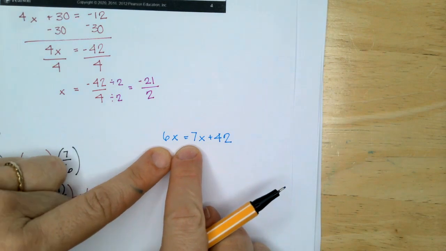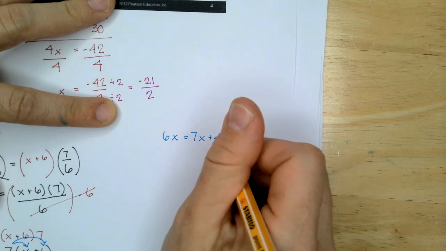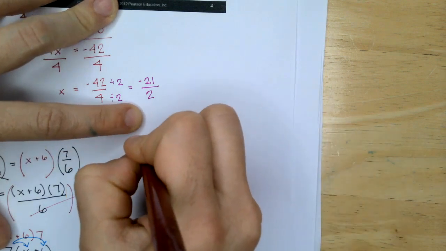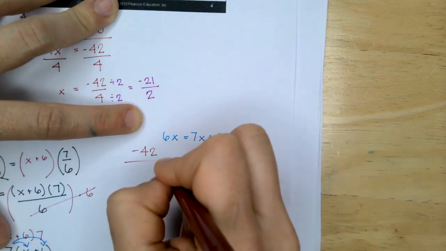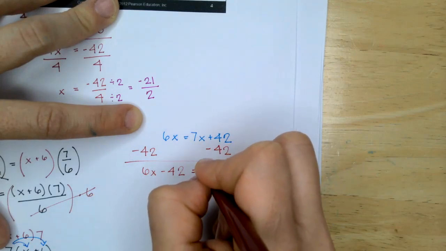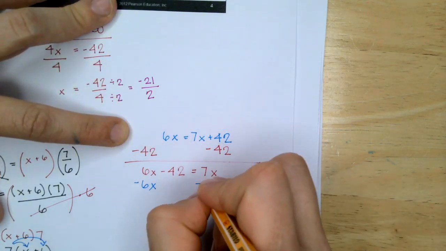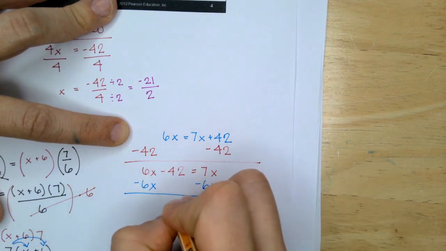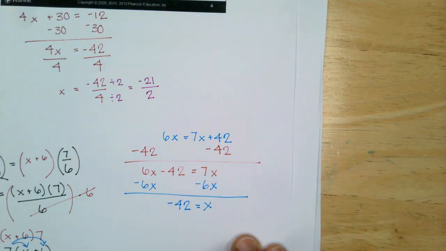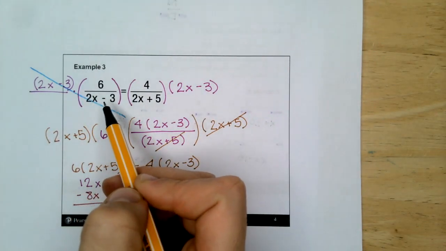Even though it's going to make it a negative, I'm going to, no, you know what? I'm going to move the 42. But it's not wrong to move the 7. Good. So now I have 6x minus 42, or I have negative 42 plus 6x equals 7x. Good. Subtract 6x, subtract 6x. Negative 42 is x.